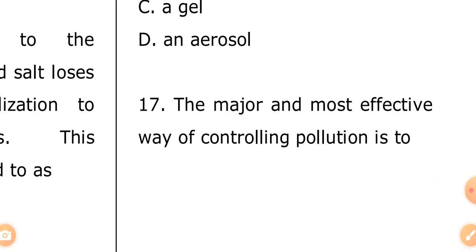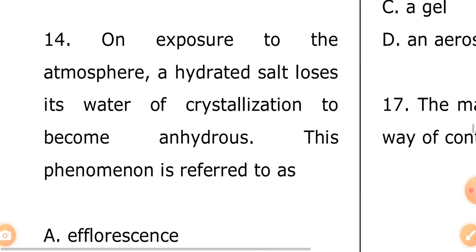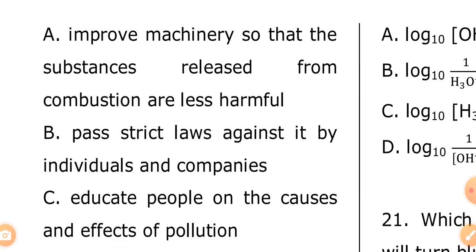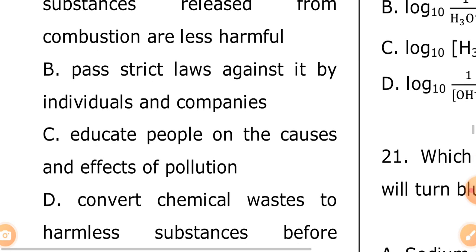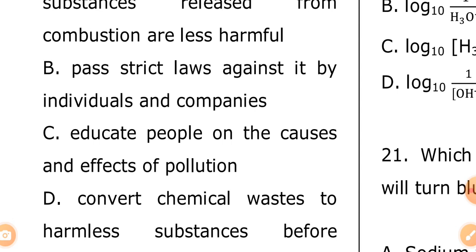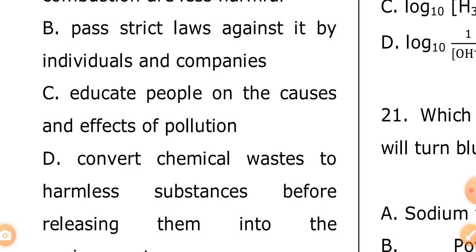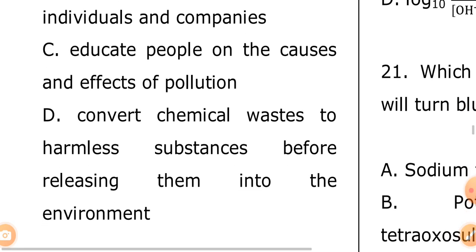The major and most effective way of controlling pollution is dash. I want you to pay attention to this question because the options are long. A. Improving machinery so that the substances released from combustion are less harmful. B. Pass strict laws against it by individuals and companies. C. Educate people on the causes and effects of pollution. D. Convert chemical waste to harmless substances before releasing them into the environment.